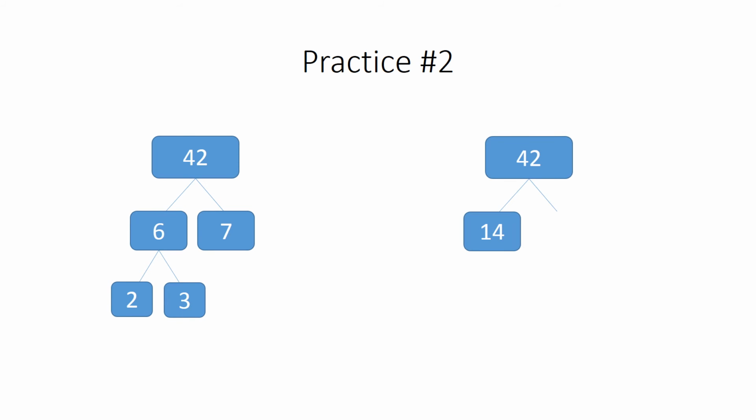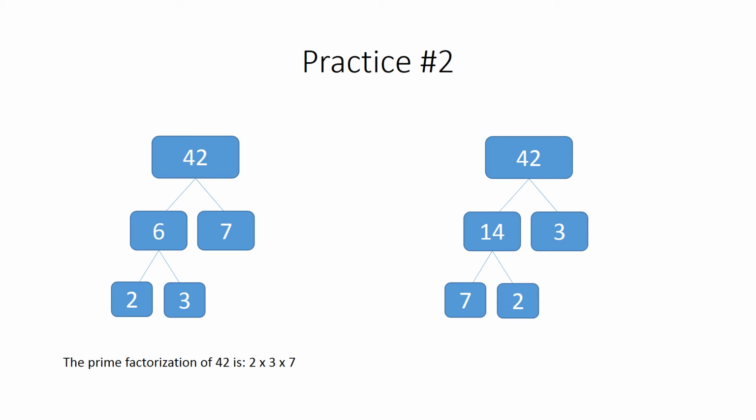So 42, 6 times 7 does give you 42. 7 is a prime number, therefore you cannot go any further as far as the 7. However, the 6 we can break it down into 2 and 3. 2, 3, and 7. Those are your prime factors of 42. A different way you could have done that would be 14 times 3, which is also 42. 14 you can break it down into 7 and 2. So those are your prime factors, 2, 3, and 7.